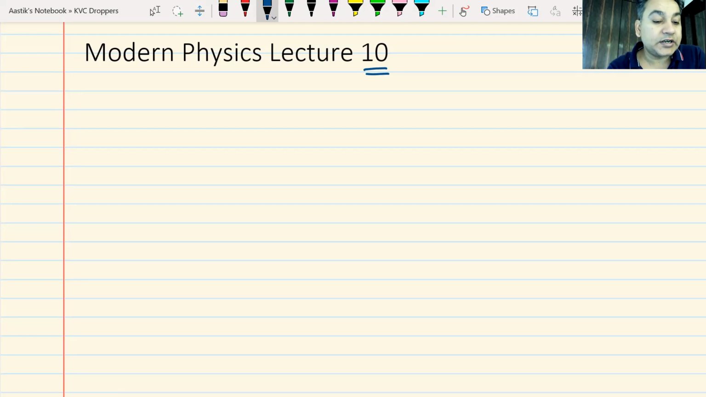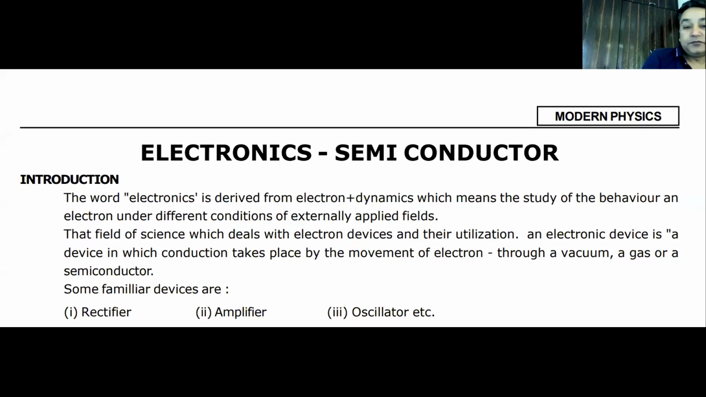So let us start. What is the first heading? I hope you have notes with you. Electronics, semiconductors. You know how the word electronics is derived? It is electron plus dynamics. Doesn't matter if you don't know it or not. The field of science which deals with electron devices and their utilization is electronics.